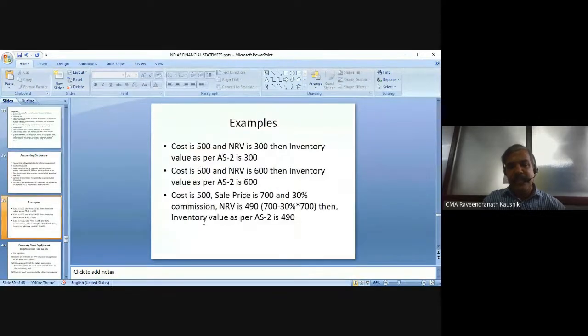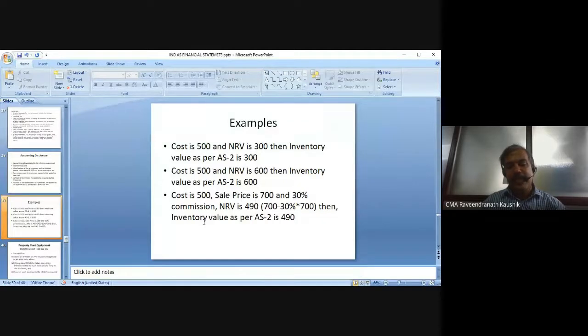For example, let us say the cost of inventory is 500 after considering all the purchase cost, conversion cost, and all those things, and your NRV is 300. So what the rule says, cost or NRV, whichever is lower, should be treated as the value of inventory. So your cost is more, NRV is less, so we need to take 300 rupees as the inventory value as per accounting standard Ind AS 2.